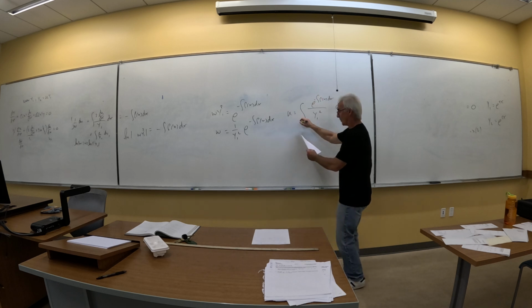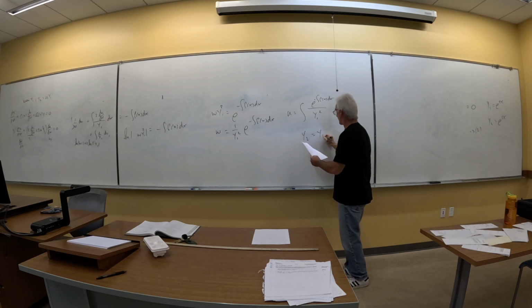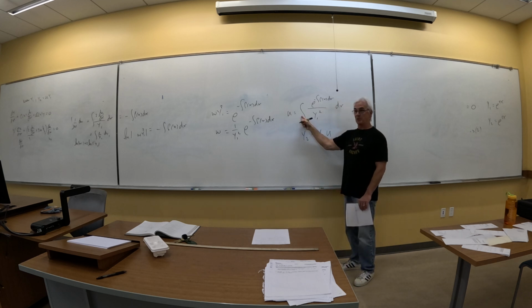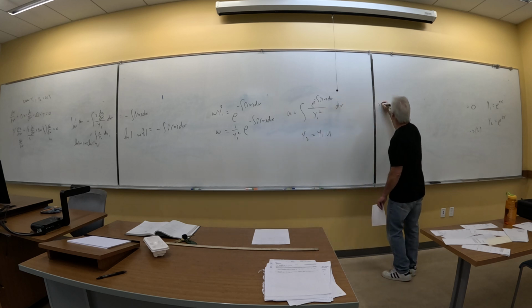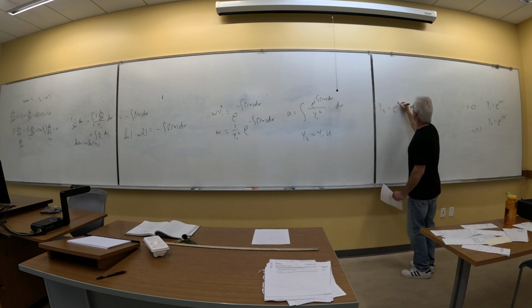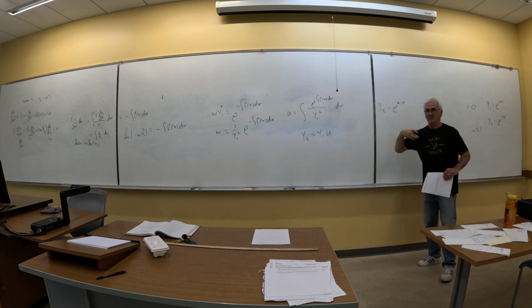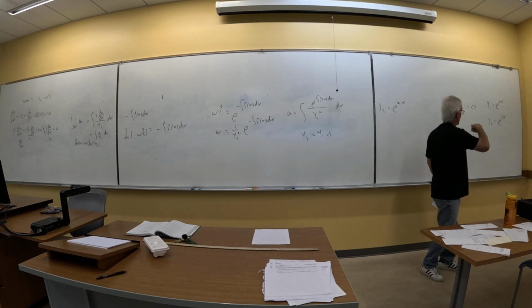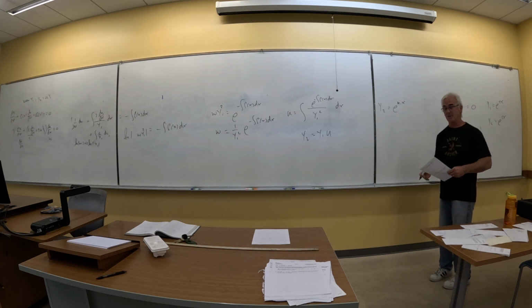Oh, this is the u. Okay, so then the y2 was y1 times u. So I now have to put an e in front of this. So my second solution is going to be, let's call it, e to the m1x. That's the one I just found. In that problem, that's e to the 5x.